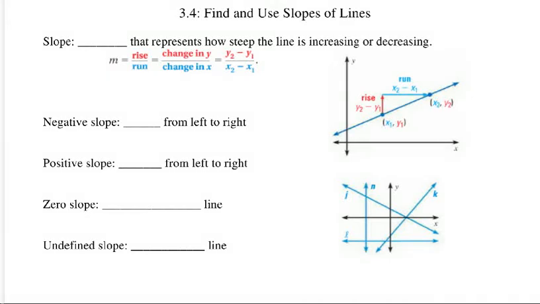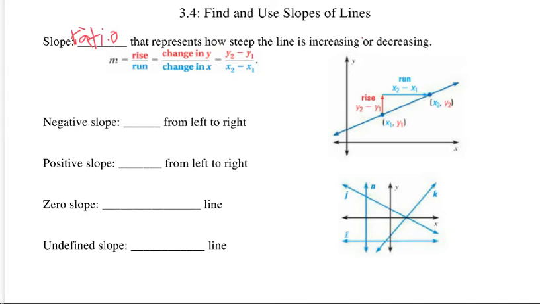In 3.4, we're going to talk about finding slopes and using slopes like perpendicular and parallel slopes so we can write equations of lines. So first off, we need to go through what slope is again. The slope is the ratio that represents how steep the line is, increasing or decreasing. In the picture up to the right, you can see the setup of it and how we find the slopes.